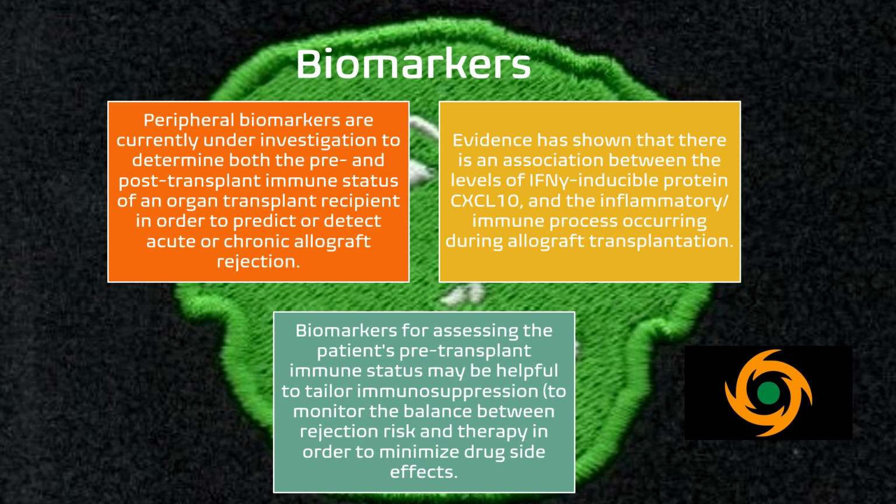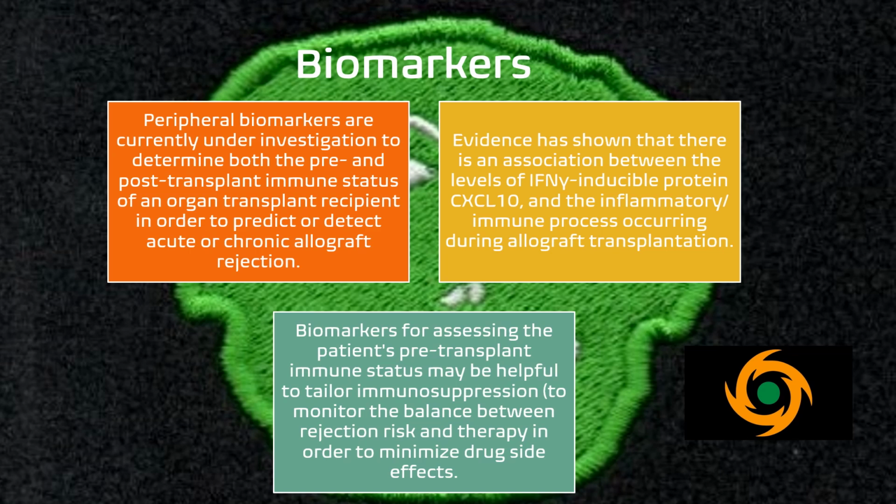have been under some intrigue and investigation to determine both pre and post-transplant immune status of organ transplant recipients, in order to predict and detect acute and or chronic rejection. In the audio podcast ahead, there will be some more depth in around some of the bases of acute rejection and chronic rejection.